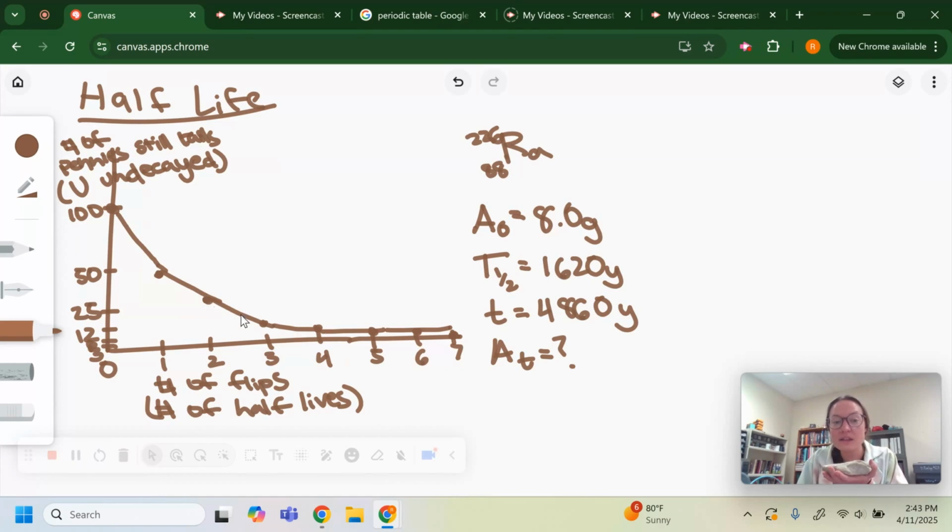And then after a third half-life, I have to cut that in half again. So now I only have 1 gram left. Here's the idea. Every time I experience a half-life, I cut it in half. So after 1 half-life, I have half. After 2 half-lives, I have a fourth. After 3 half-lives, I have an eighth. And I started out with 8 grams. Then after 3 half-lives, I will only have 1 gram.